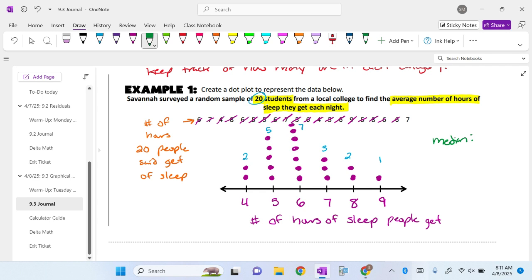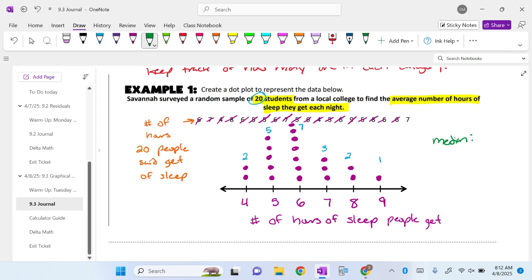Now, you could go through the process of crossing off each dot from left to right. Or we could find where the middle is. So if we look at the numbers here, if there's 20 people, what number is halfway between 20? 10. So we're going to look at where 10 and possibly 11 are because, again, we'll have an even number.